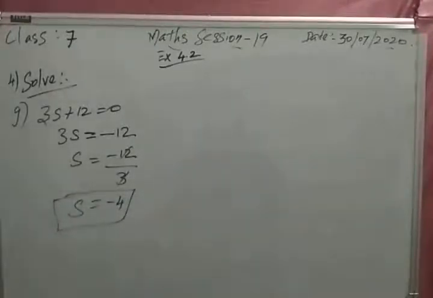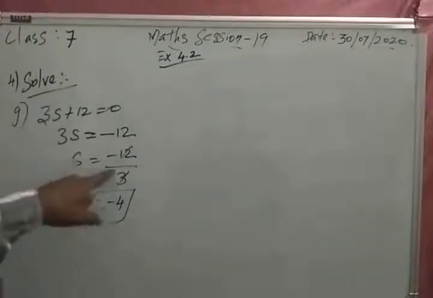Very easy only. First, since there is a 0, 0 minus 12 is equal to minus 12 will come. So I have written directly minus 12. Then S is equal to minus 12 divided by 3, S is equal to minus 4.